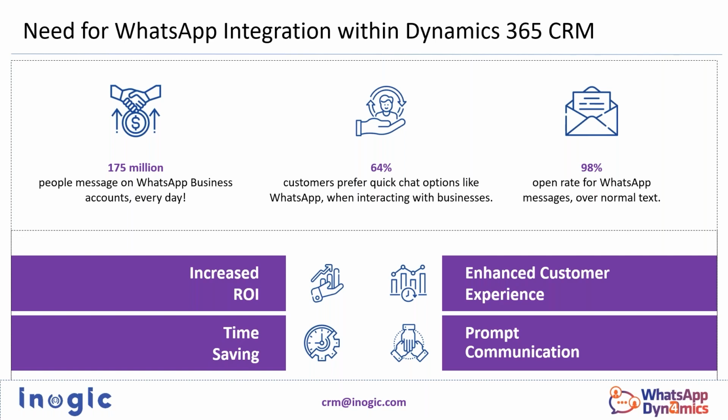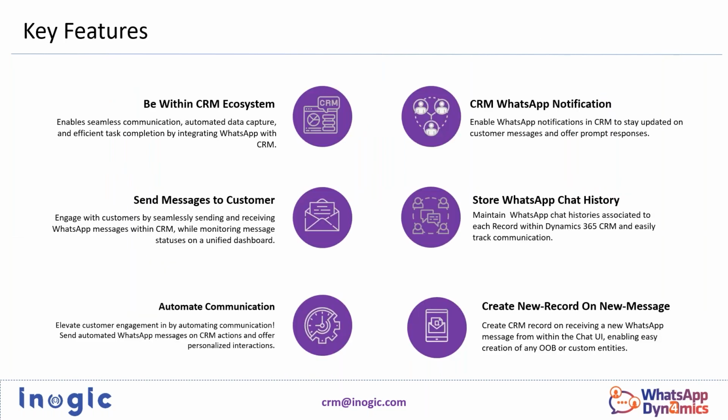Basically, WhatsApp can help you get prompt communication. It can save your time and automatically your customer experience will be enhanced. So here our WhatsApp for Dynamics comes into the picture. It has its own features: the user can chat within the CRM only. He can send automatic messages to the customer from within CRM.